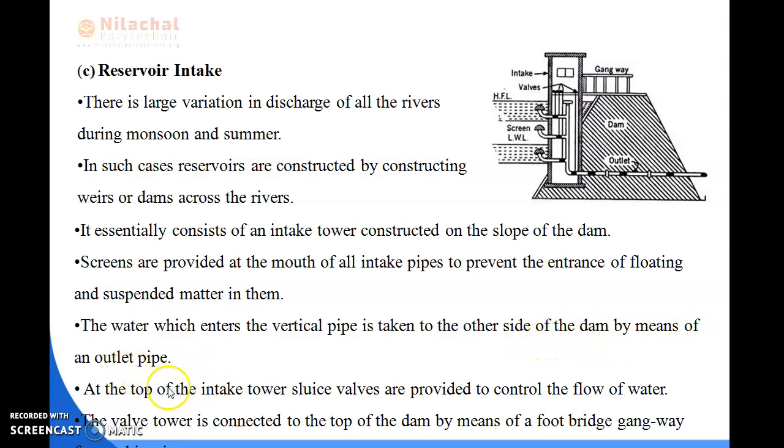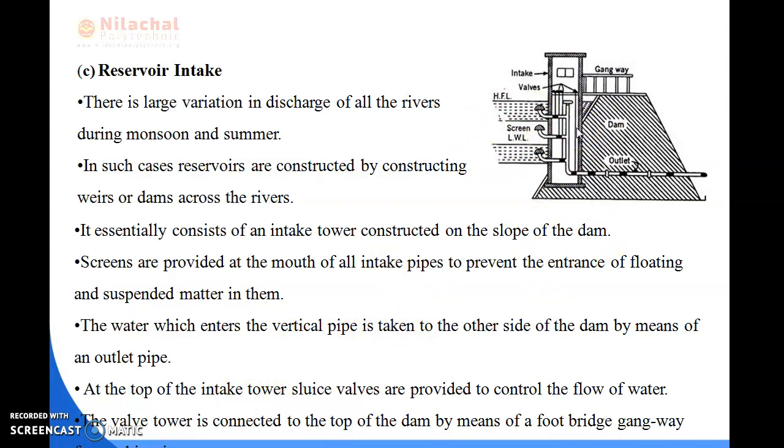is taken to the other side of the dam by means of the outlet pipe. At the top of the intake tower, sluice valves are provided to control the flow of water. You can see here the sluice valves, which are provided to control the water level and flow. And the valve tower is connected to the top of the dam by means of a footbridge gangway for reaching it.